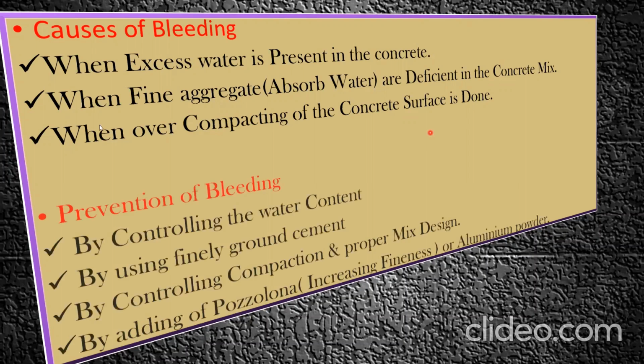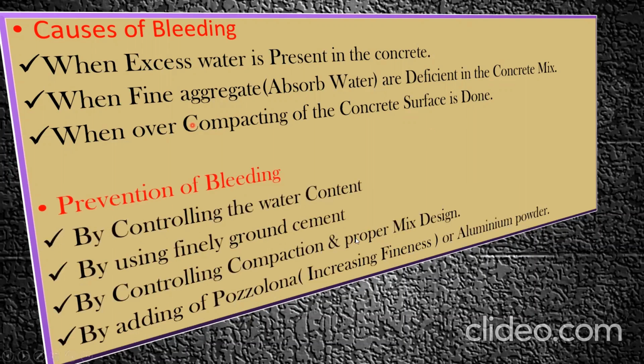Now, how to prevent that bleeding? First, obviously, since excess water is present, bleeding is going to happen. So the first way to prevent it is by controlling the water content. As far as possible, try to keep the water content minimum, so that the excess amount of water will not go to the top.